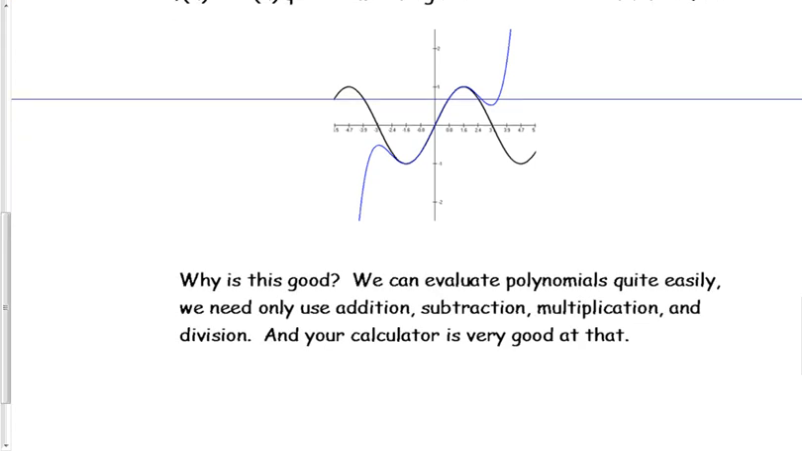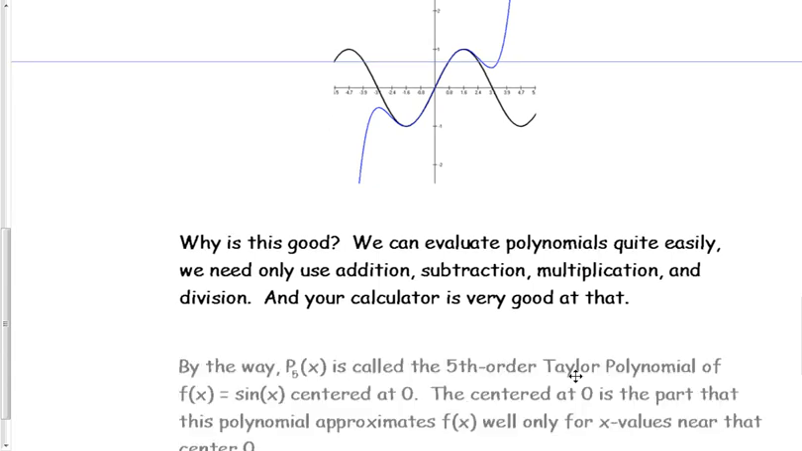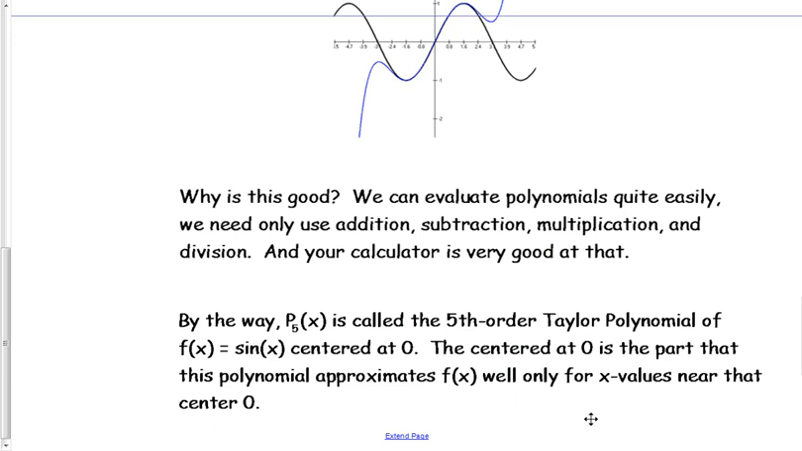And so the question ends up being, well, why do we care about this? Well, we can evaluate polynomials quite easily. You only need to use addition, subtraction, multiplication, and division, as you well know, and a calculator can do that very well. It's very easy to program a calculator to do that. Now, having a calculator calculate the sine of pi over 15 is not so easy, but your calculator could use, this isn't what it uses exactly, but it could use this fifth order Taylor polynomial.